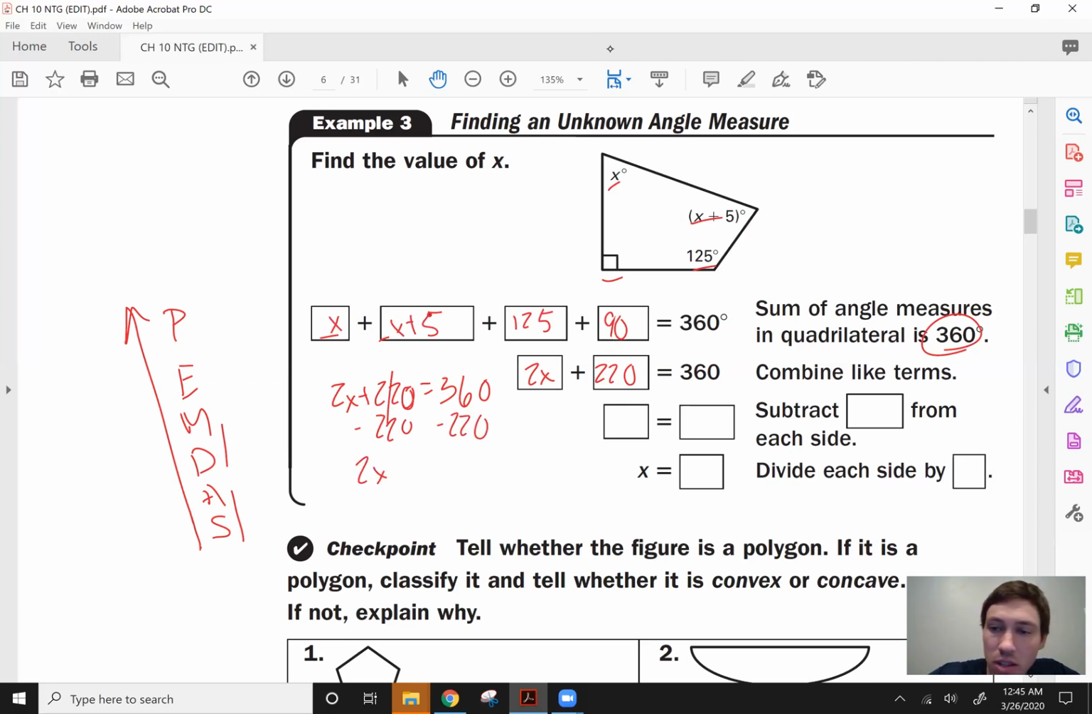That's gone. So subtract 220 from both sides. We get 2x equals 140. Now x is being multiplied, so we divide. Divide both sides by 2, and x equals 70. And now in this case, it just said find the value of x. Now if it asked us to actually find the angle measures, well, this would be 70. This would be 75, because we have to plug in. But it's only asking for x in this case.